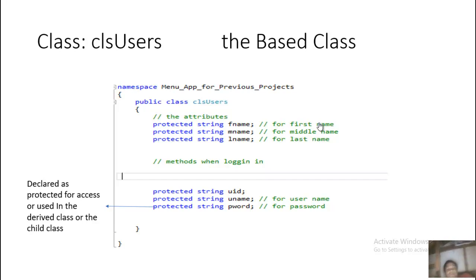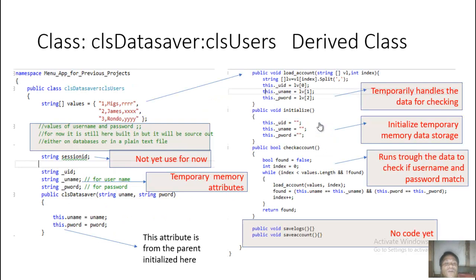Now for our class user, which is the parent class or the base class, the first set of attributes is the user profile, and the second set is the user accounts. The modifier is protected for us to access these attributes in the child class.